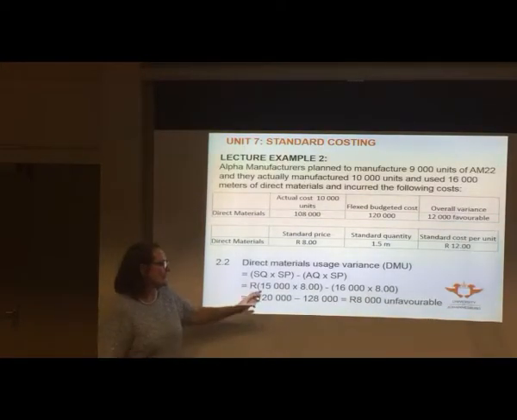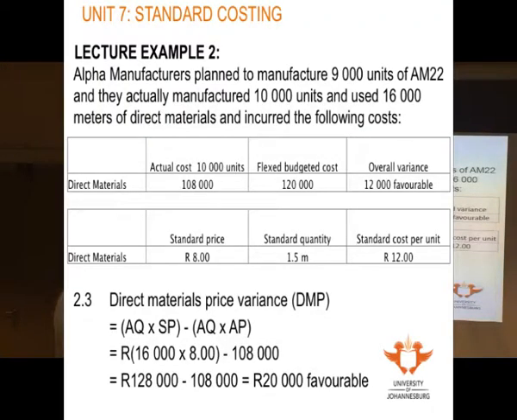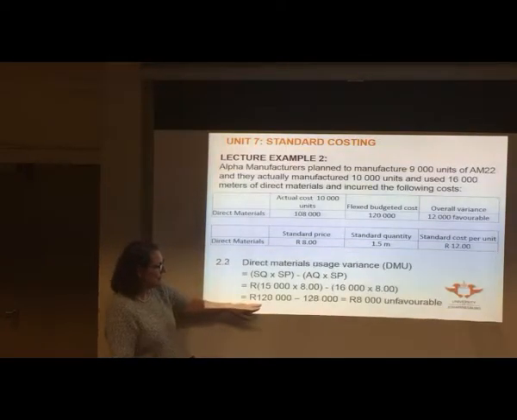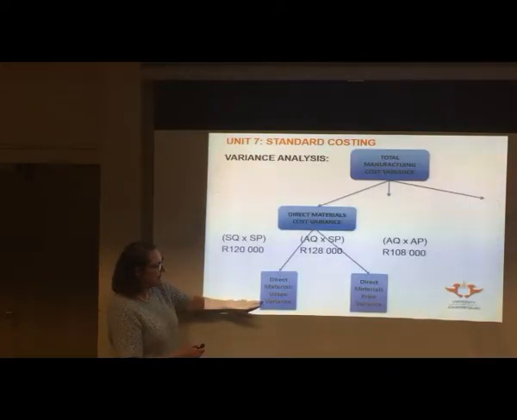Now we must calculate the direct materials price variance. We're going to compare actual quantity times standard price with actual quantity times actual price. So we're going to compare the 128,000 with the 108,000. We can see it's a 20,000 variance. Can you see that? Is it favorable or unfavorable?